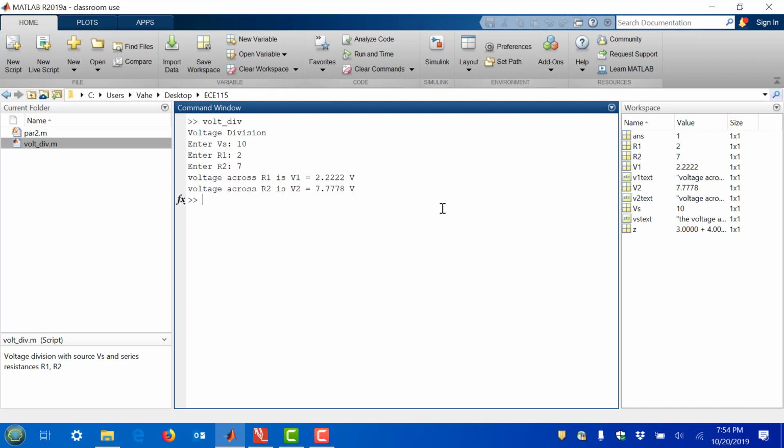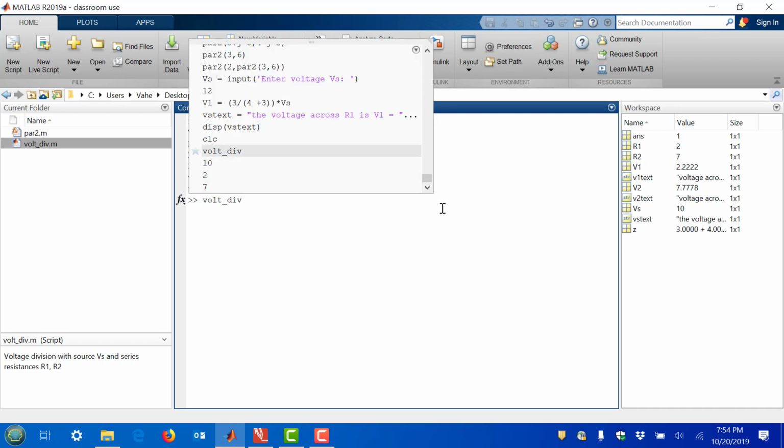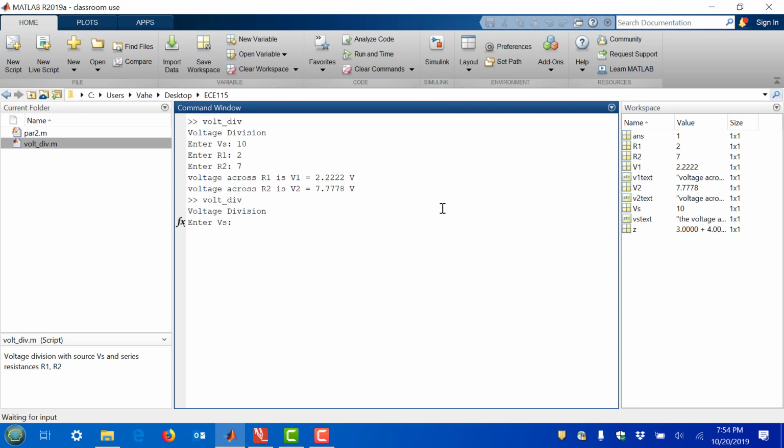So these things work just fine with complex numbers. Let's just work it through. Let's run voltage division again. Enter Vs. I'll put in, let's say, 10 at the angle 60, or whatever it is. The only thing is I have to write it in radians. So I can write 10 times exp(j times the angle). 60 degrees is pi over 3. So that's my 10 at the angle 60 input.